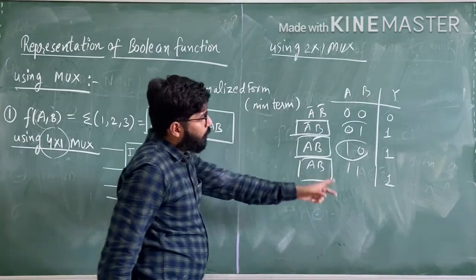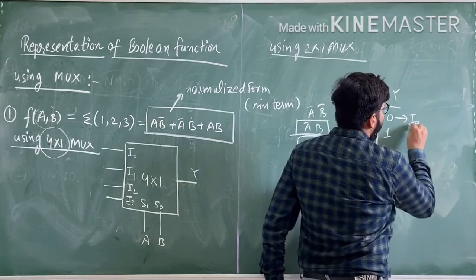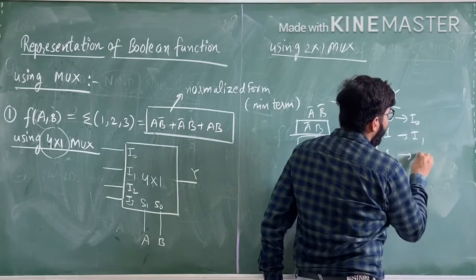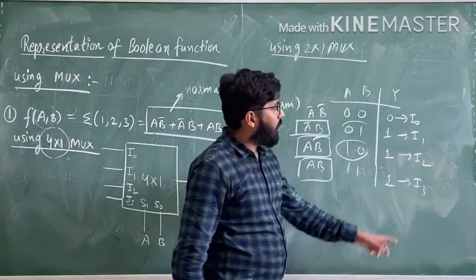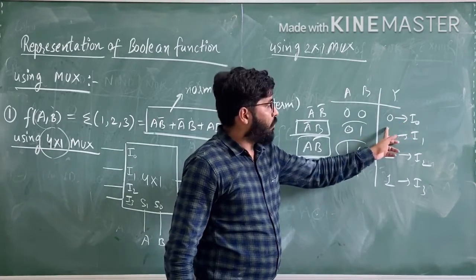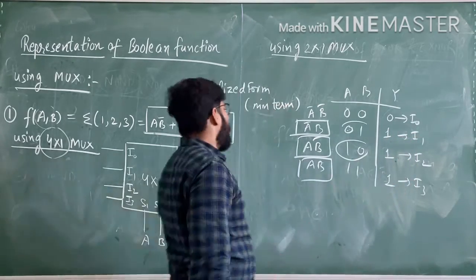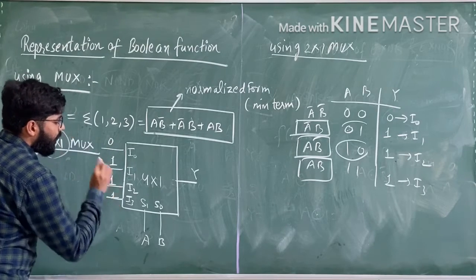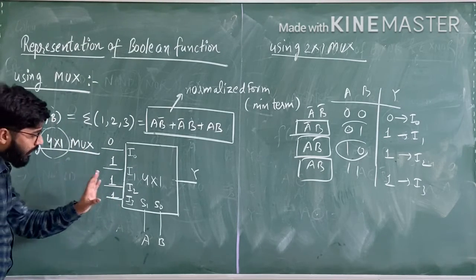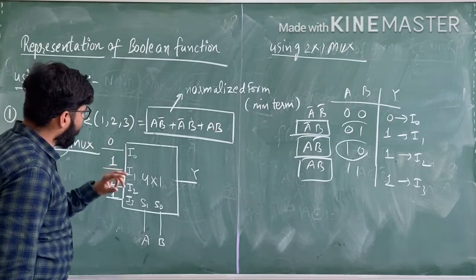So the value of I0 is 0, I1 is 1, I2 is 1 and I3 is 1. So you have to apply pin I0 as 0, pin I1 as 1, pin I2 as 1 and pin I3 as 1. So you have to put 0 here, 1 here, 1 here and 1 here and get the desired output. Suppose you have to see the result.